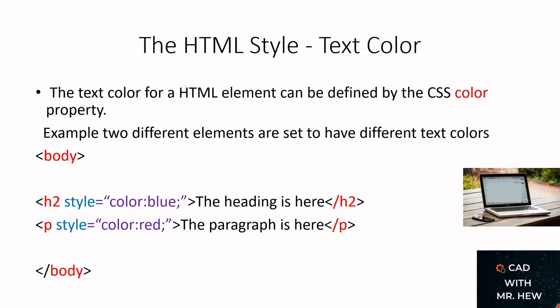We are now looking at the HTML style, and we are looking at the text color. The text color for an HTML element can be defined by the CSS color property.